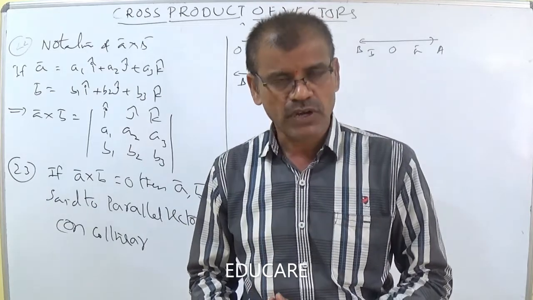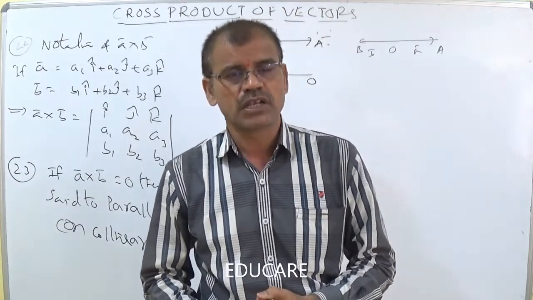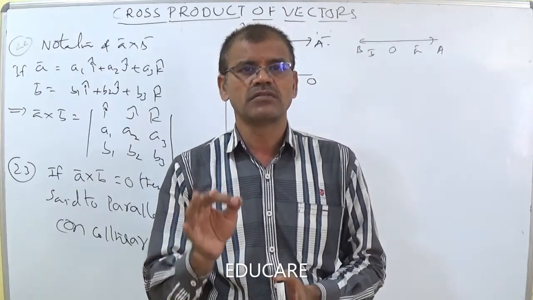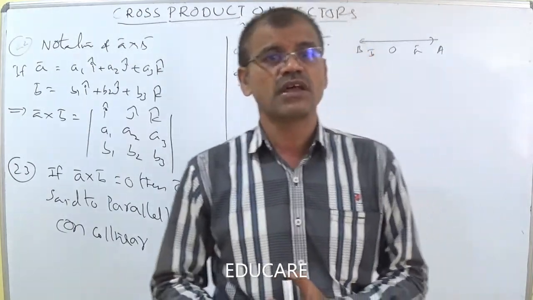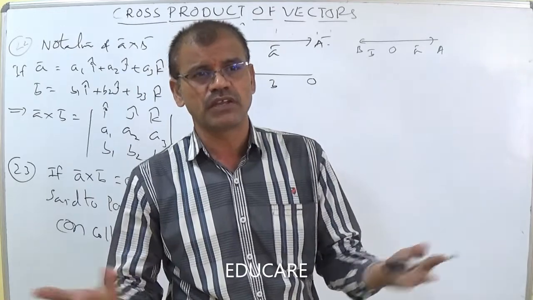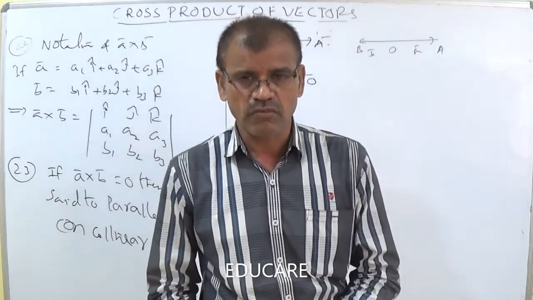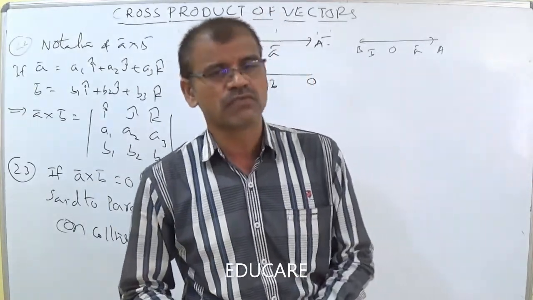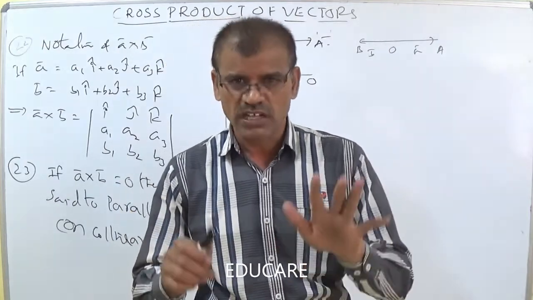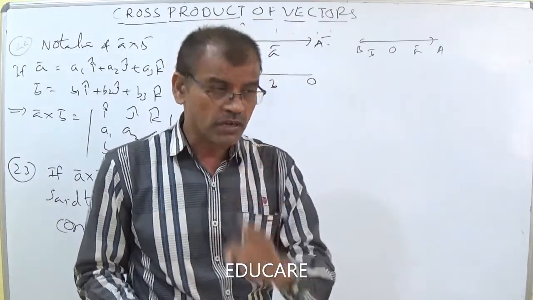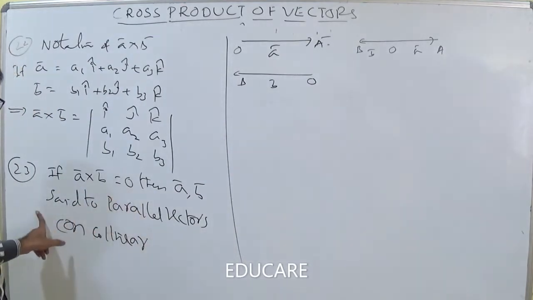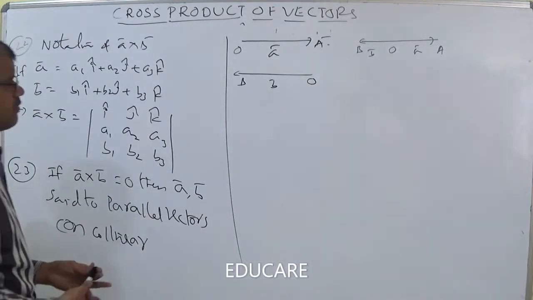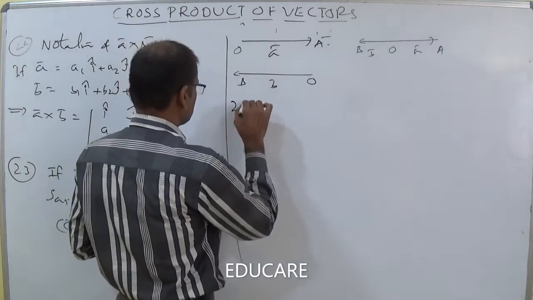According to the definition of cross product, A bar cross B bar is equal to mod A into mod B into sine of A comma B into n cap. What is the sine of A comma B here? 0 or 180. So mod A into sine 0 or sine 180, we can say that the answer is 0. So we can conclude that A cross B is equal to 0, then A, B are said to be parallel vectors.